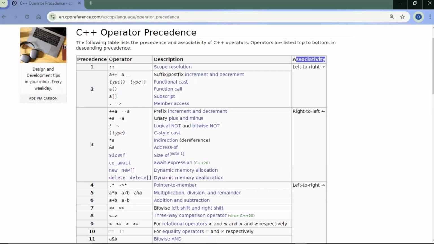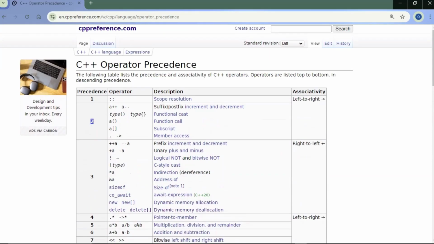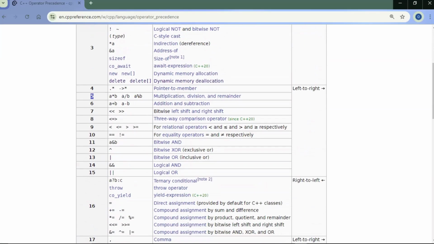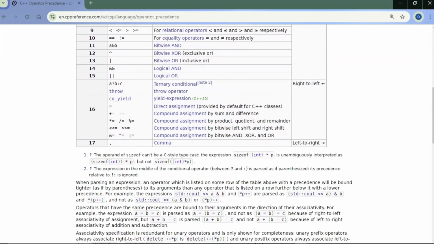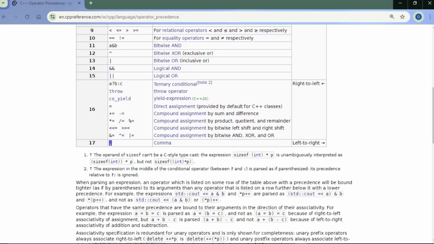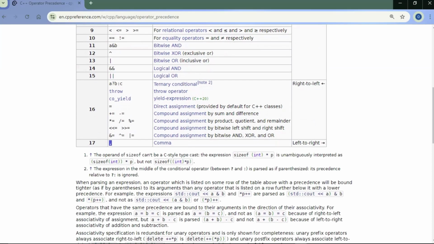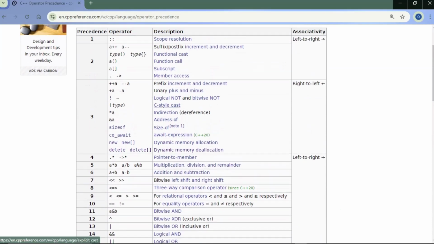Now let's try to understand it. In precedence, the operators with the higher precedence are the ones that come first. Let's say 17 is the highest precedence. Whenever you are in your code, this one will definitely come first because it has the higher precedence, and it goes from left to right.